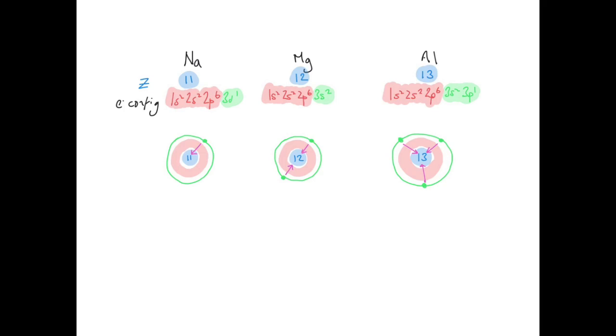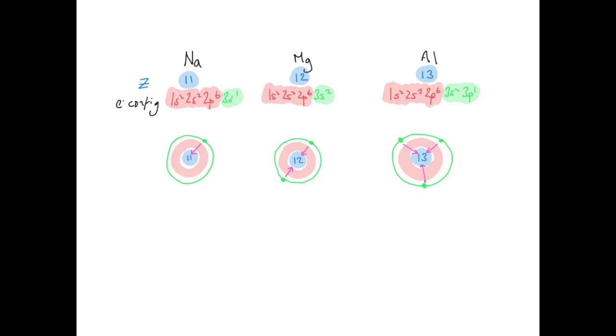Now hopefully when you look at this picture you can see that the nuclear charge increases from sodium to magnesium to aluminium, but you can also see that the shielding electrons remain constant, 10 for sodium, 10 for magnesium, 10 for aluminium. That means effectively that the amount that the positive nucleus can pull on any valence electrons increases as we go from sodium to magnesium to aluminium.